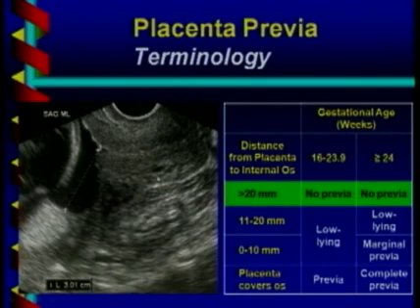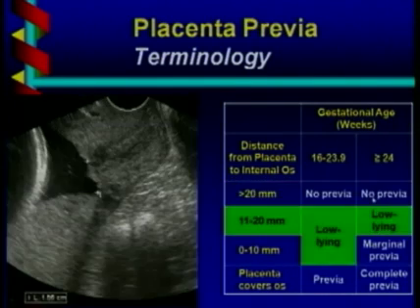So here you can see we're measuring from the internal os to the edge of the placenta. It's measuring just over 3 centimeters. Since it's over 20 millimeters, that's no previa at any stage. Here we have a distance from the os to the placenta of 15.6 millimeters, 1.56 centimeters, so that's in the 11 to 20 millimeter range. We would call it low-lying at any age, 16 weeks on up.